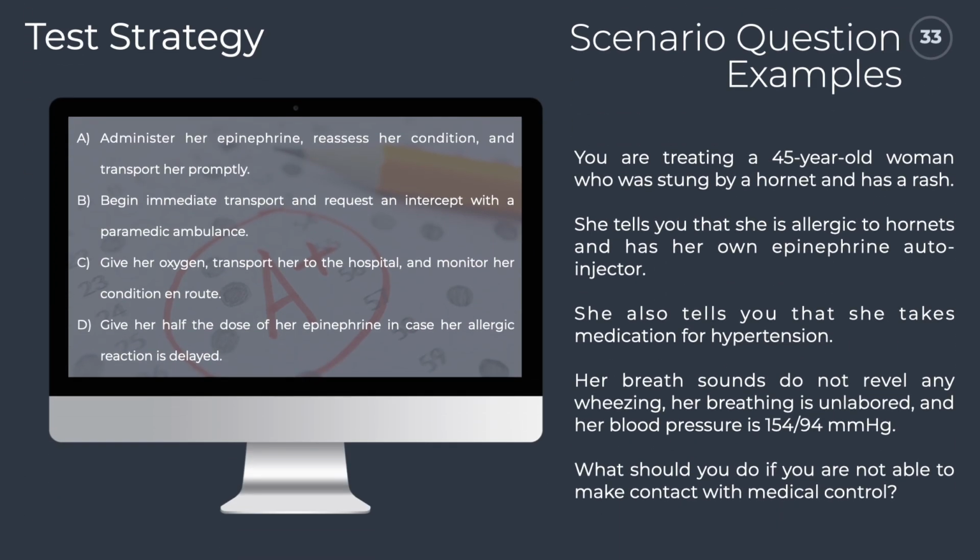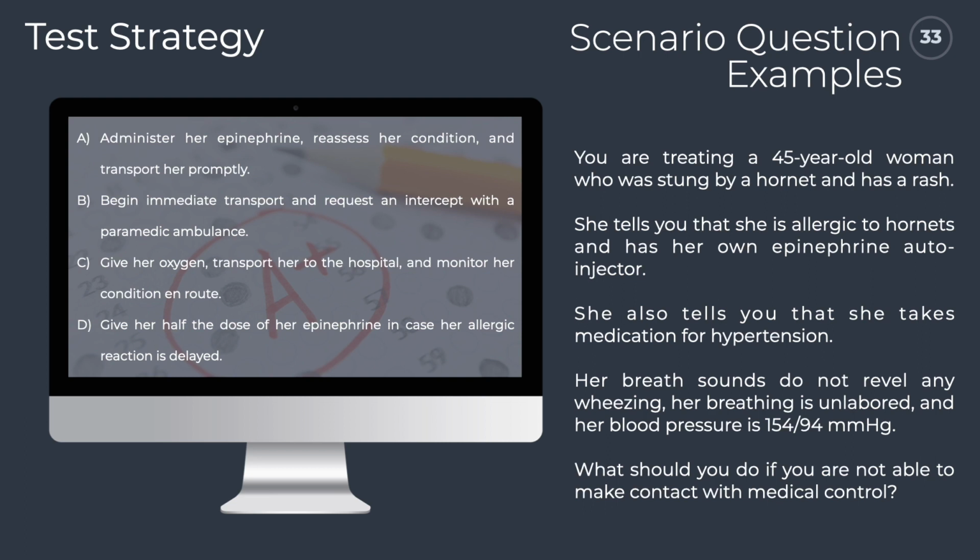In the next question, we are treating a 45-year-old woman who was stung by a hornet and has a rash. She tells you she is allergic to hornets and has her own epinephrine autoinjector. She also tells you that she takes medications for hypertension. Her breath sounds do not reveal any wheezing, her breathing is unlabored, and her blood pressure is 154 over 94. What should you do if you're not able to make contact with medical control?